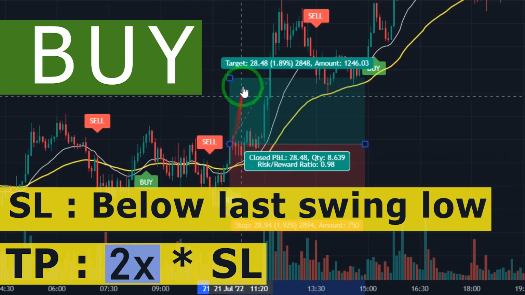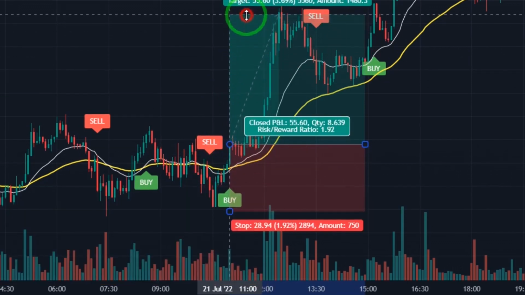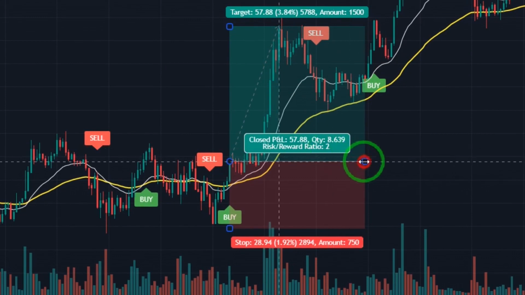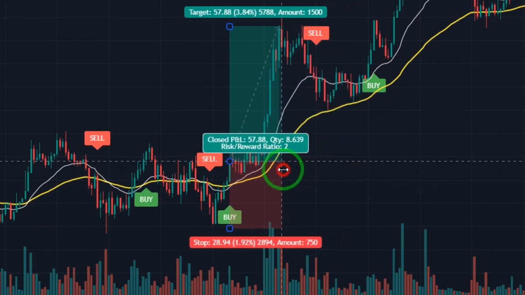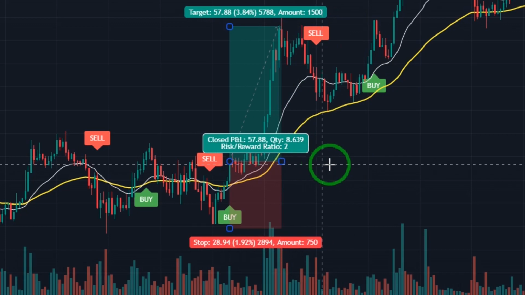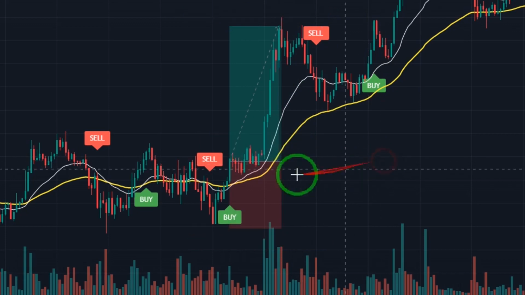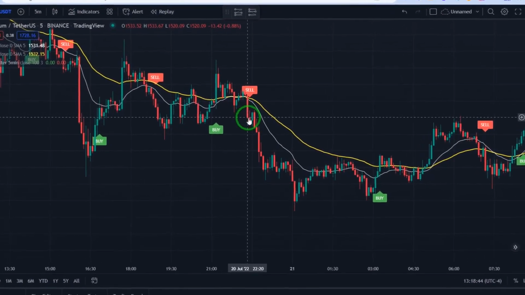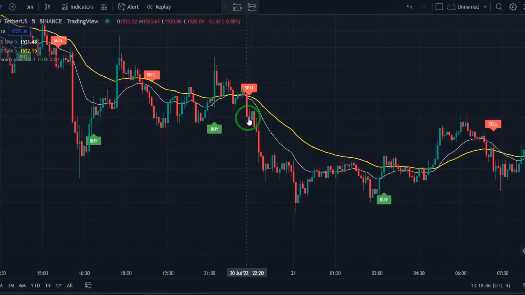In this strategy, since we trade in the direction of the trend, we can set the take profit up to 2 times the stop loss. But wait, there is an important point about take profit and stop loss that I will tell you later. Be patient.